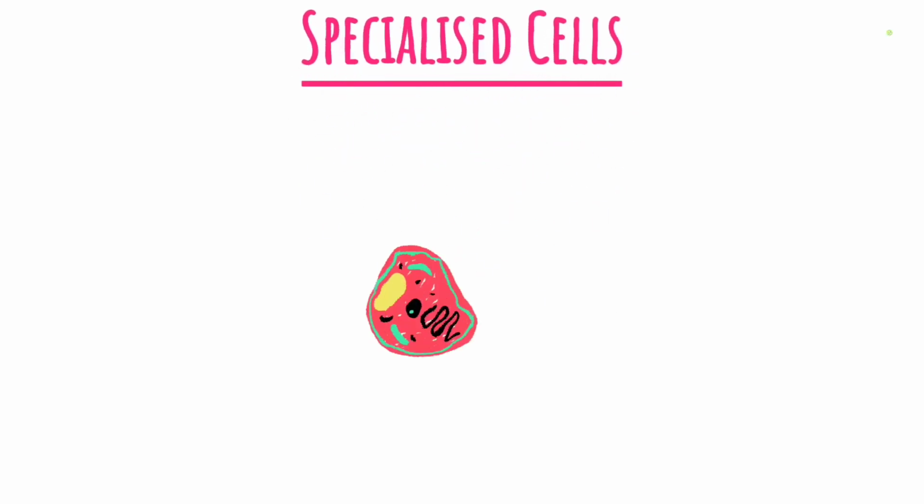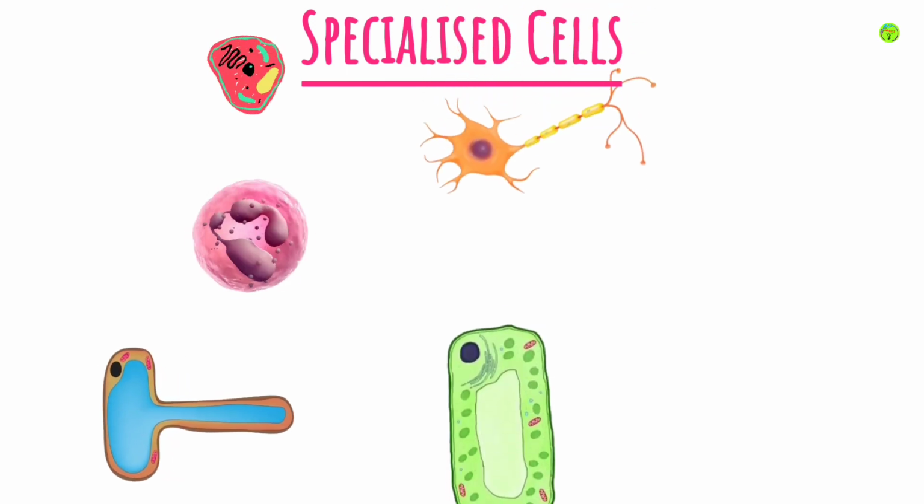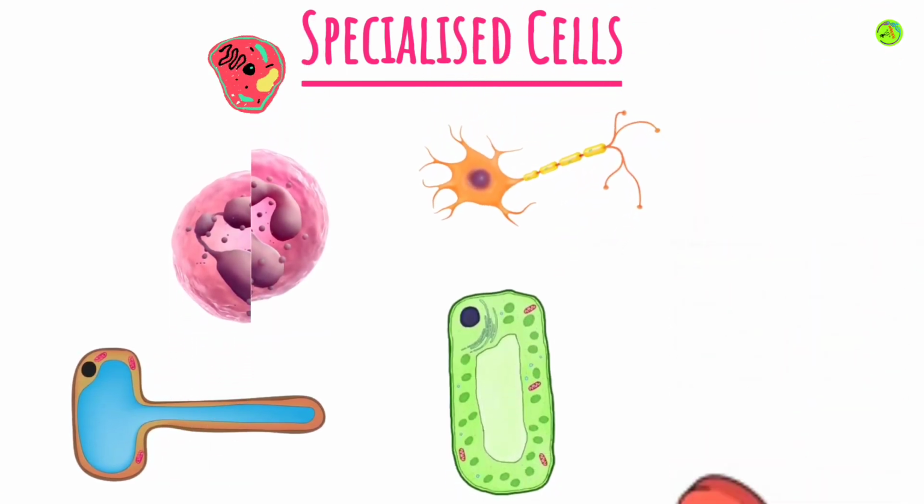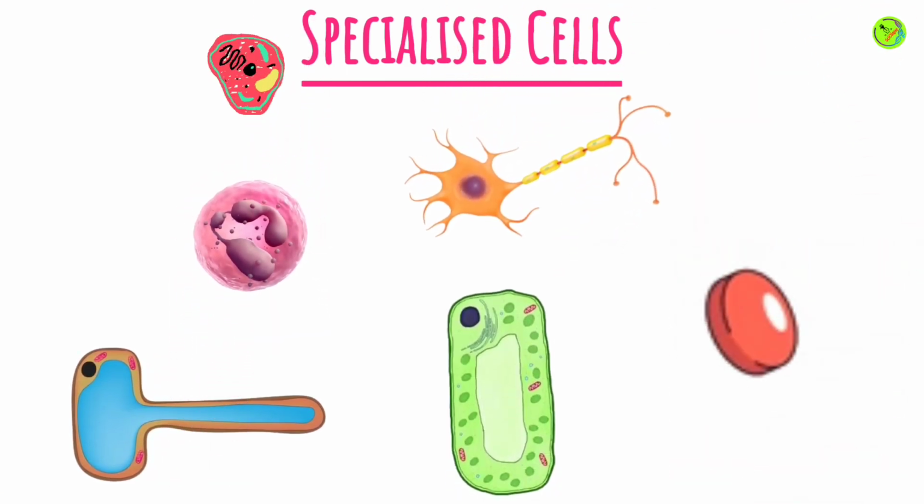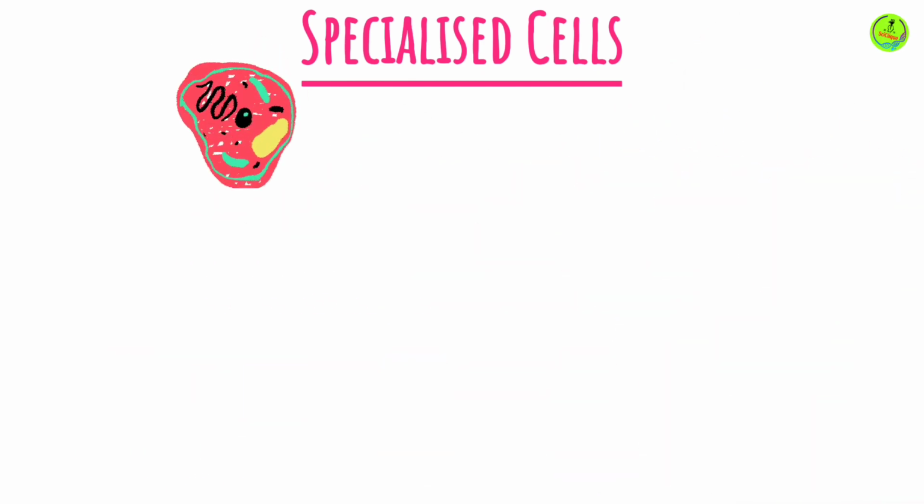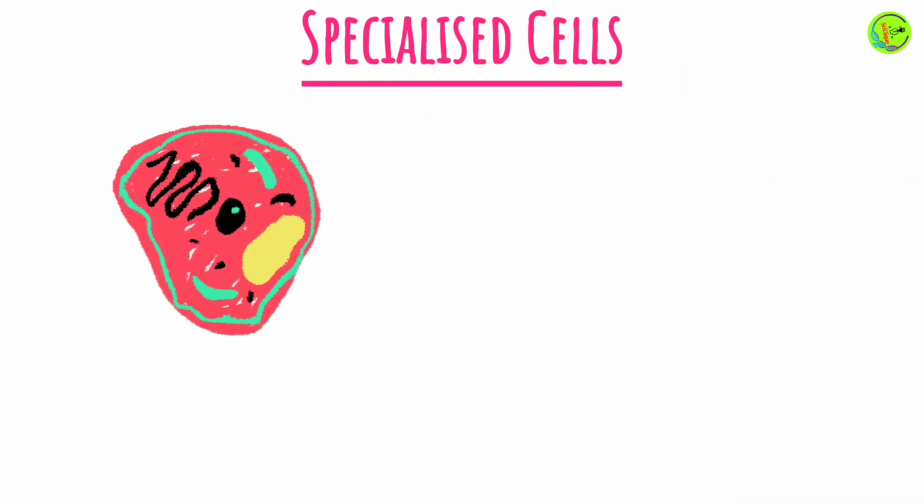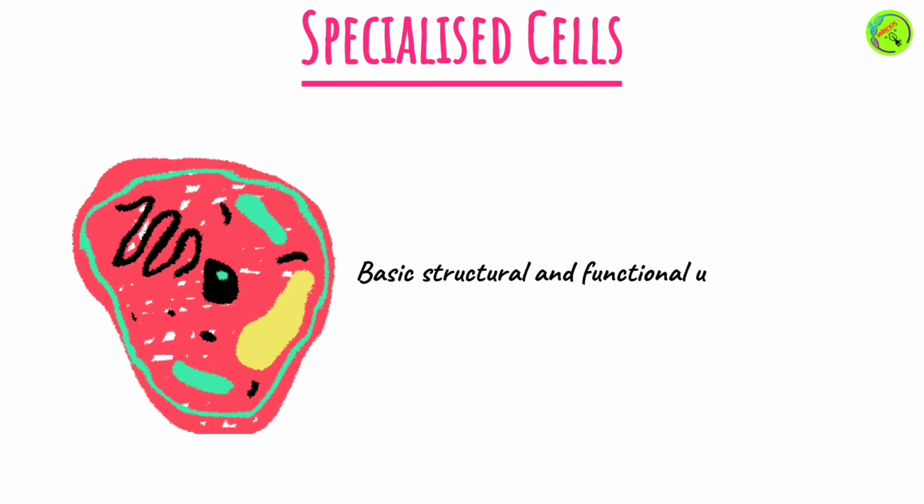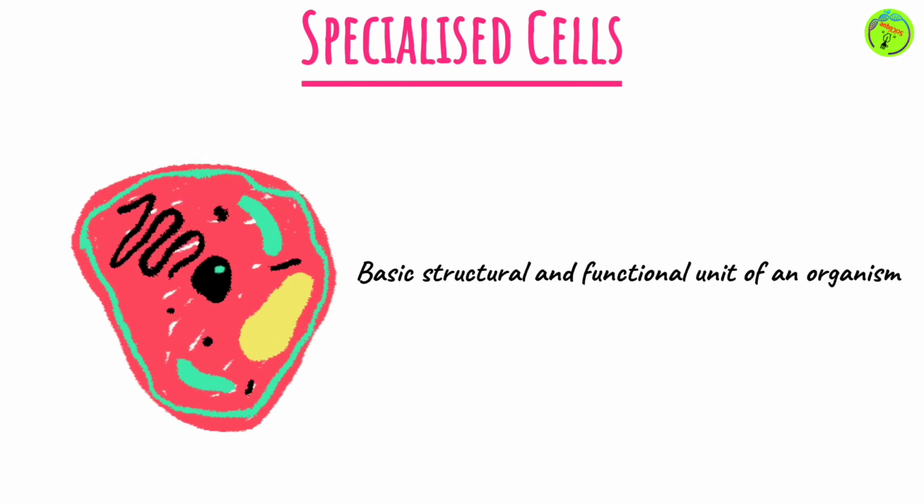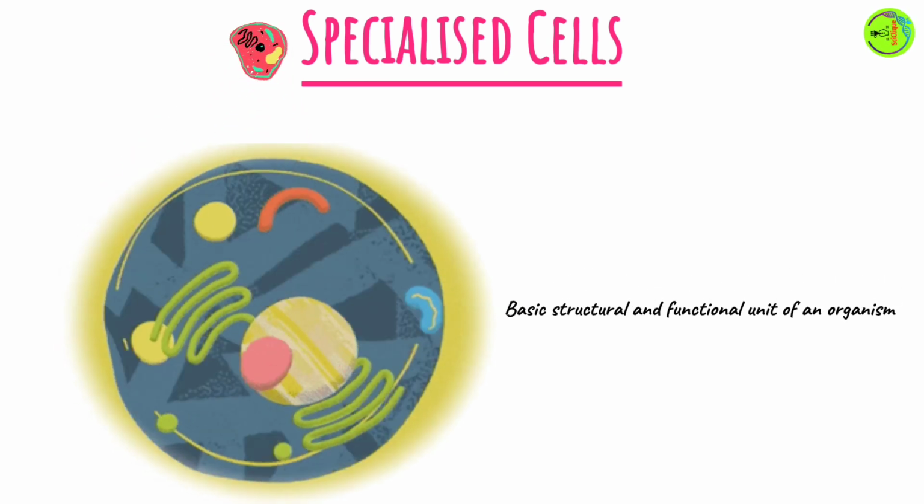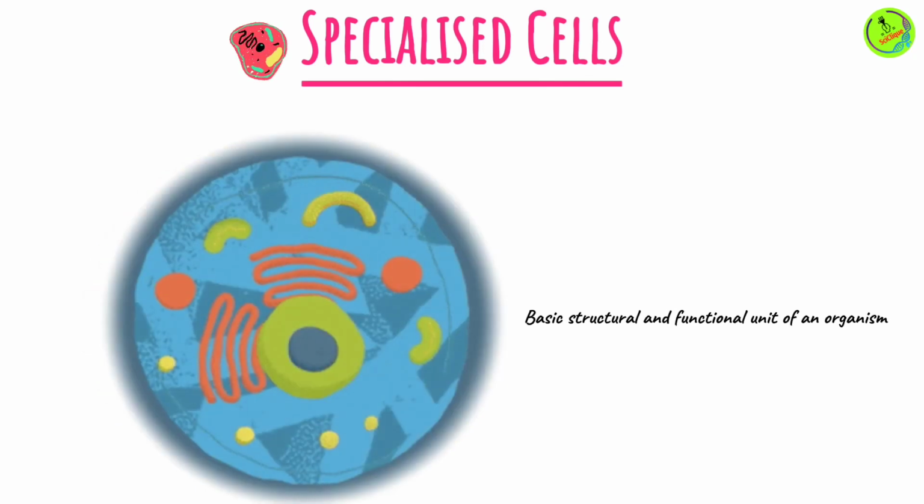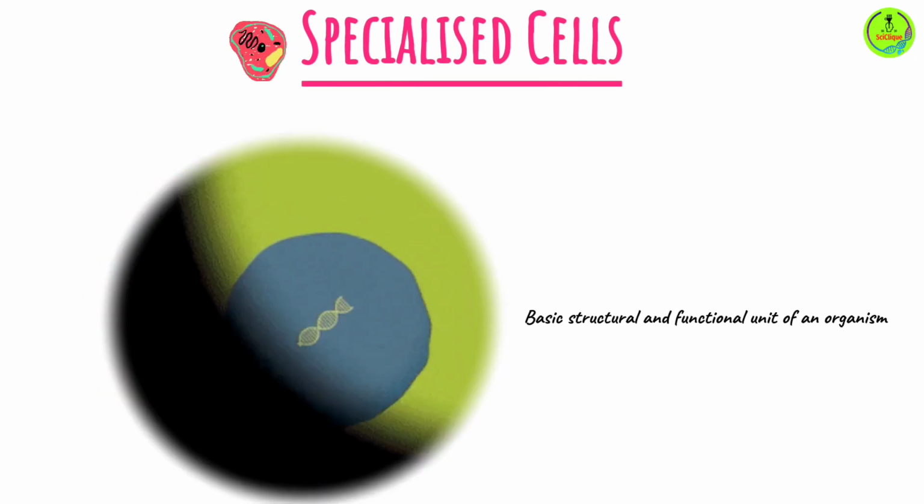Specialized cells. So in our lesson today, we are going to discuss the fascinating and interesting topic of specialized cells. But before we do that, I want us to first define what the term cell means. Now, a cell is the basic functional and structural unit of any living organism. This simply means that cells are the fundamental building blocks of an organism.